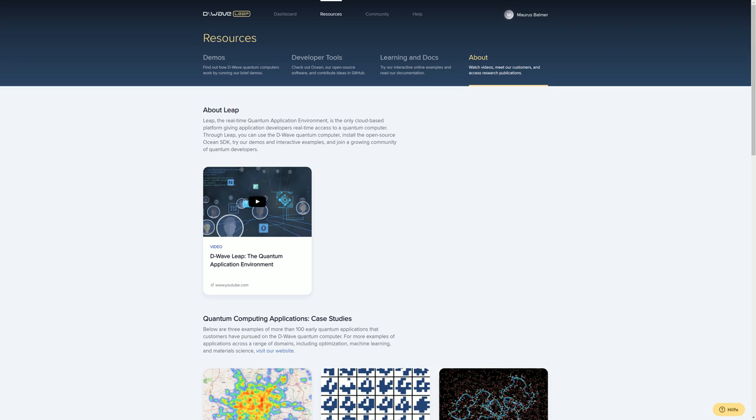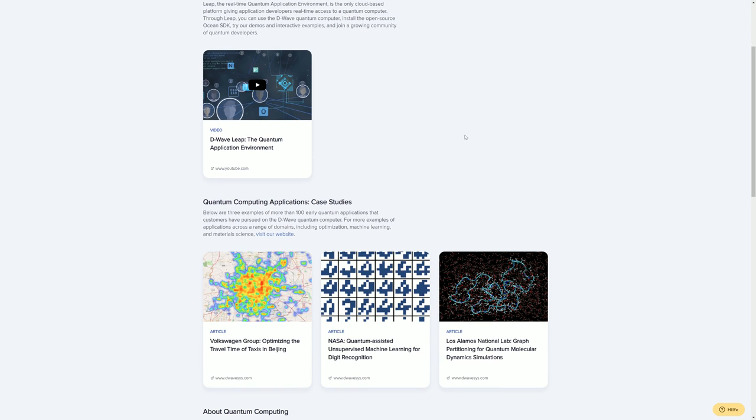Leap, the real-time quantum application environment, is the only cloud-based platform giving application developers real-time access to a quantum computer, of course, at the moment. Through Leap, you can use the D-Wave quantum computer, install the open source Ocean SDK, try our demos and interactive examples, and join a growing community of quantum developers. Demos and interactive examples, yeah, so that's what I'm hopefully going to do soon. Here is a short demo about it.